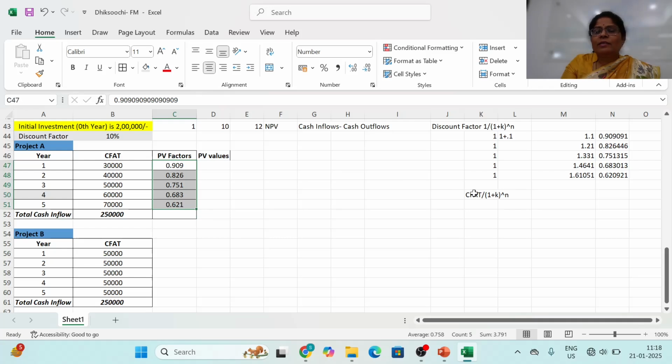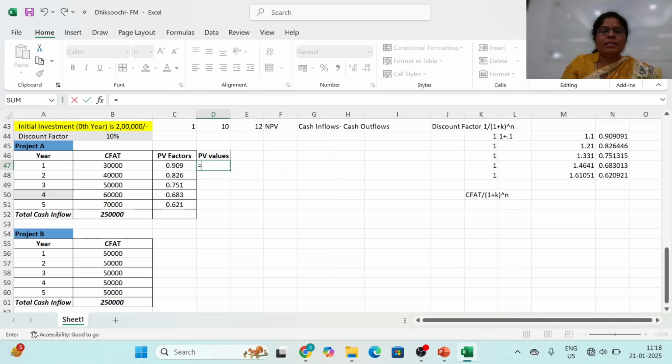Now the numerator, CFAT, is this, right? So you are multiplying these values, the 3000 into the PV factor. Why are we multiplying? The total value itself is 1 by 1 plus K whole power n. So CFAT into 1 by 1 plus K whole power n. That's the reason we are multiplying it.